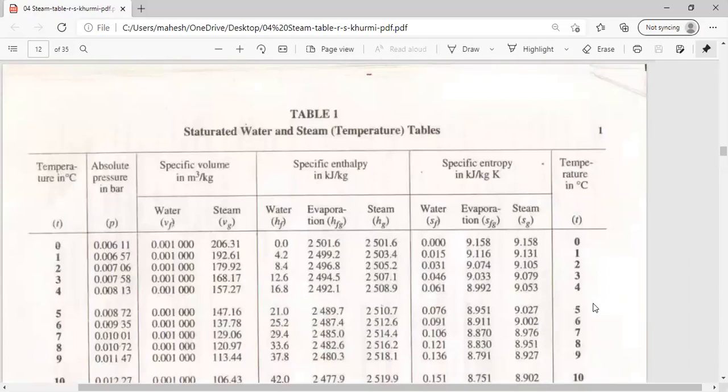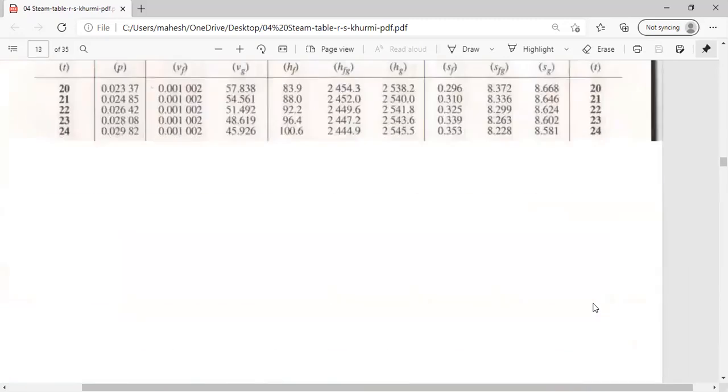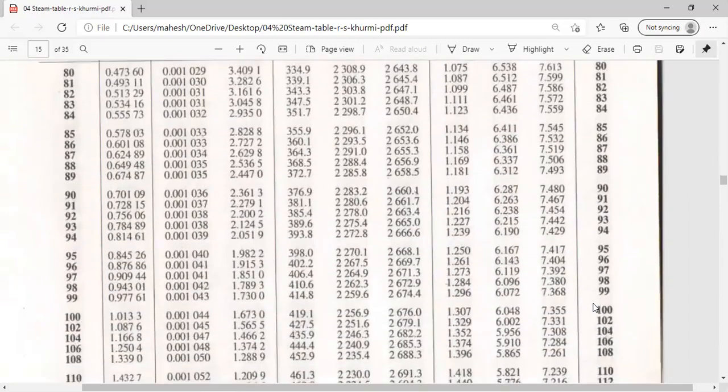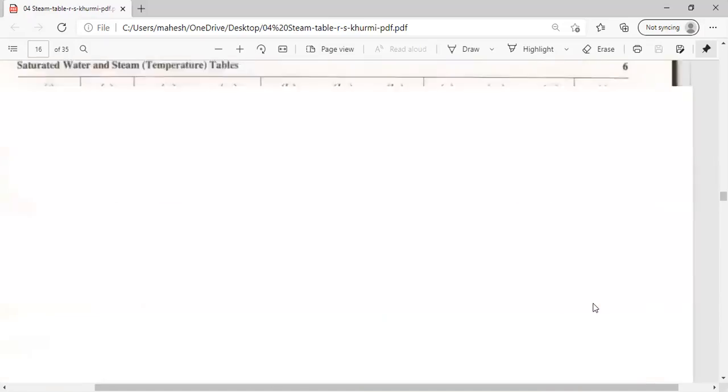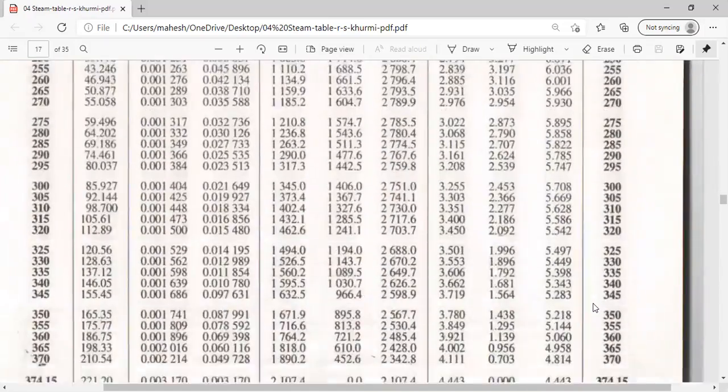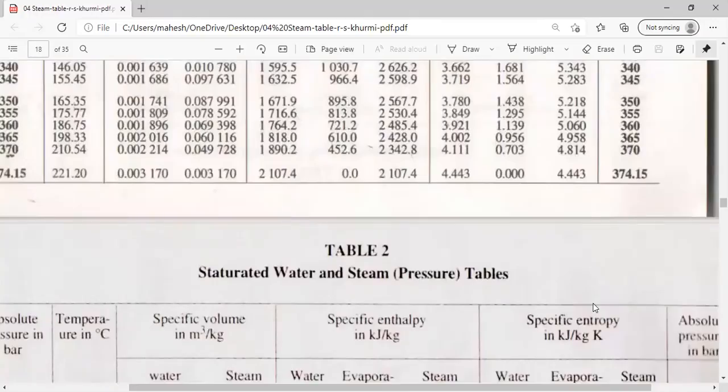You see that the first table is the saturated water and steam temperature table. This is arranged on a temperature basis. So the first column is temperature and the second column is the saturation pressure. I would go to the pressure table directly. This is a temperature table. I'm going to the pressure table, which is table 2 in my steam table. Okay, so this is the pressure table you see.